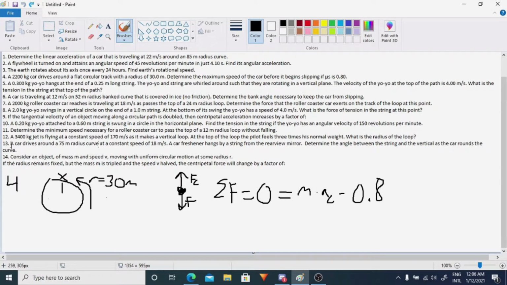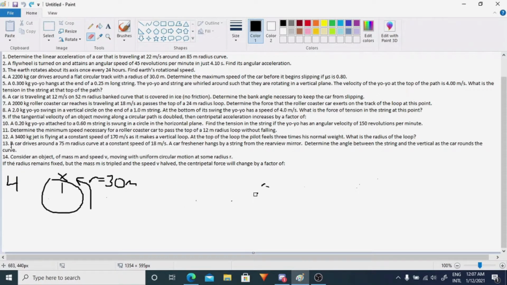Moving on to question 5. We'll have to manually erase again. So annoying. Okay.